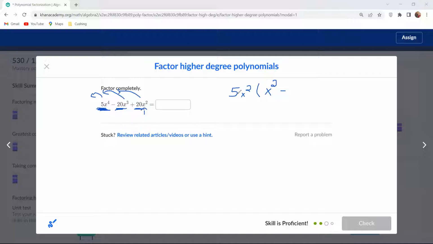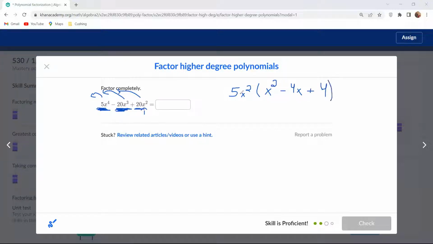Minus, so 5x squared times what is going to give me negative 20x cubed? It's going to be negative 4x. The 5 and the negative 4 give me the negative 20, and the x squared and x give me x to the third because I add the exponents. And the exponent here is a 1. It's invisible. I don't write it, but it is a 1. And then finally, I'm going to have plus 4.